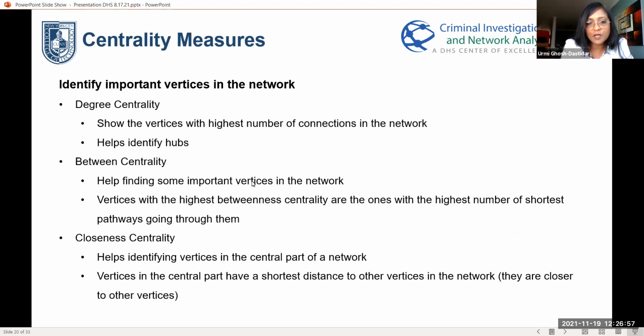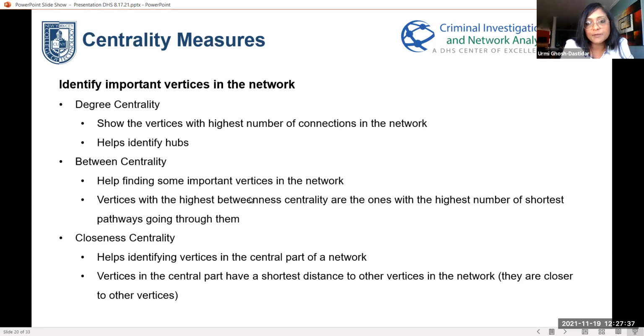But before we talk about the comparison between the two different networks, let's talk about some other measures that we look at when we talk about drug trafficking networks. One of the measures is degree centrality. It shows the vertices with the highest number of connections in the network, and it helps identify hubs within a network, which means if the police go and try to find out, it has higher visibility because it has a higher number of connections.